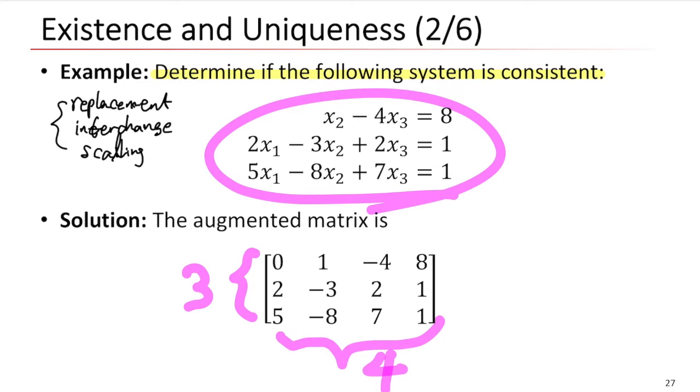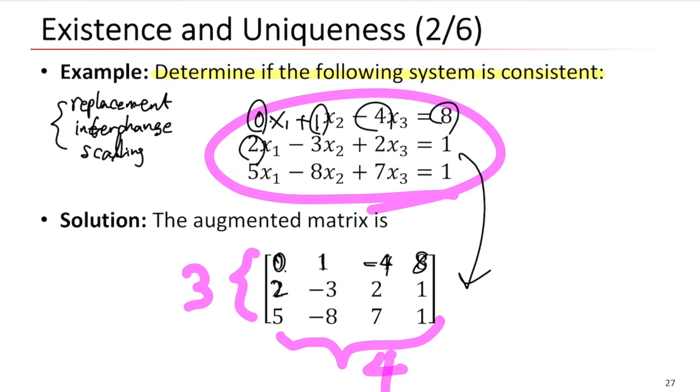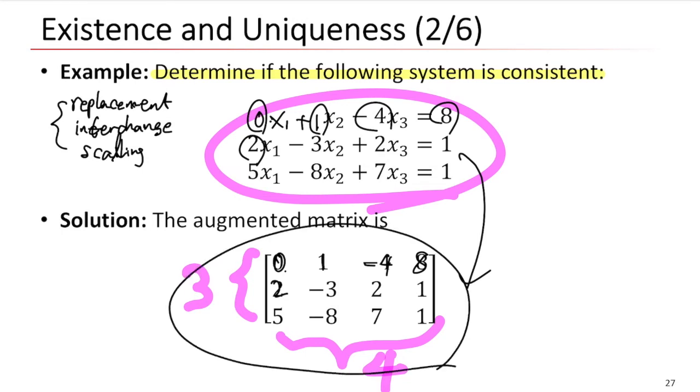Then there is a 0 times x1 here, plus x2, so this augmented matrix should be 0, 1 here, negative 4 here, a, something like this, 2 here, negative 3, 2, 1, 5, negative 8, 7, 1, something like this. You can do that now, right? So this is the augmented matrix. From now on, we can just use this augmented matrix to reduce this into the triangular form or reduce it to a form that is easier to solve.